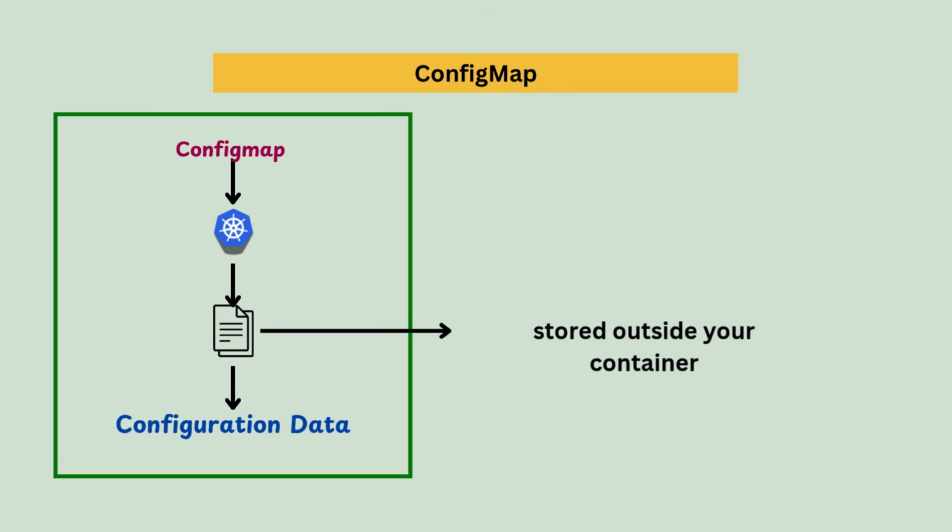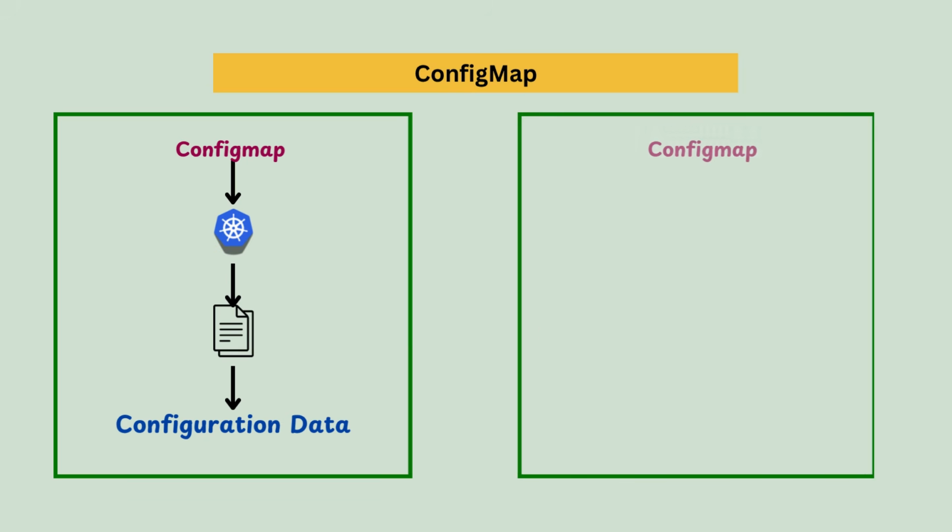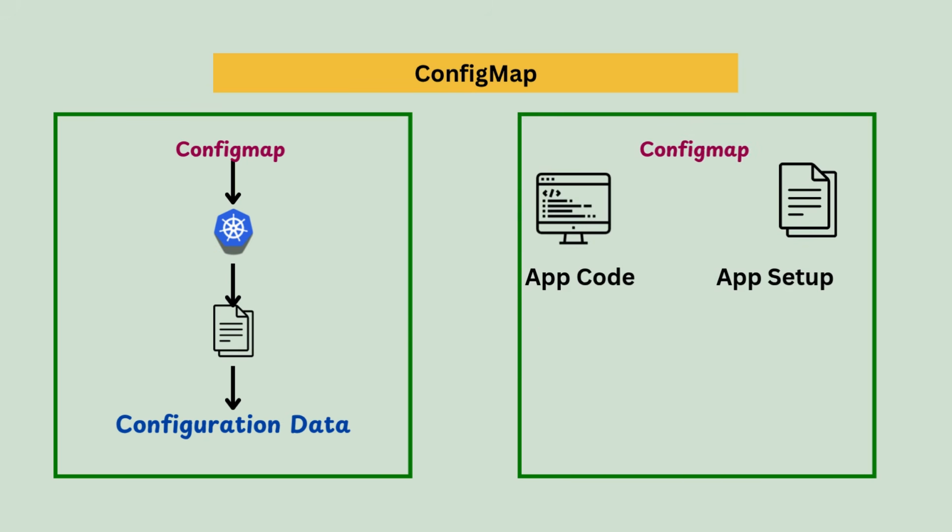a config map. The key idea here is that config maps let you separate your application setup from its actual code. You can tweak configurations anytime without rebuilding your Docker image. Just remember they are meant for non-sensitive data. Anything secret should go into secret instead, which we will study later in this chapter.